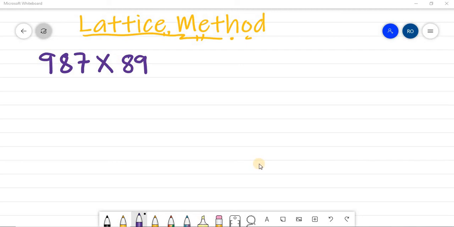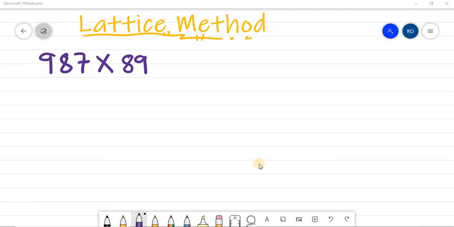Good day, class. Today we're going to talk about the lattice method or lattice multiplication. Lattice multiplication is also known as the Italian method. Meaning to say, the lattice method originated from the country of Italy way back in 1478. It is a method of multiplication that uses a lattice to multiply multi-digit numbers.